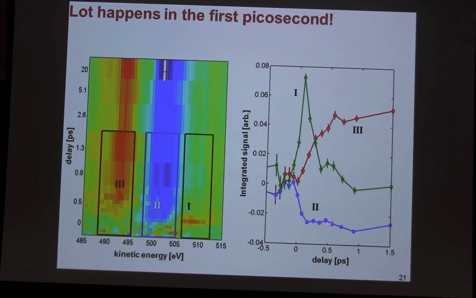In region number 2, we stay approximately constant. So what does this prompt signal? Prompt means directly after the UV pulse hits the molecule, we get the signal. So we know that the only state that absorbs inside the molecule is the pi star state. That's the right state. So therefore these prompt signals must be associated with this pi star state.